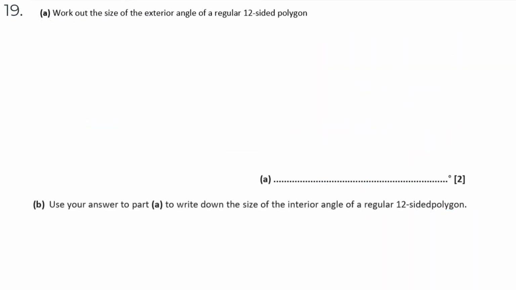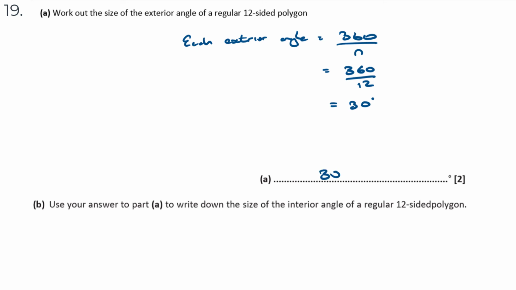Work out the size of the exterior angle of a regular 12-sided polygon. Well, that's easy. Each exterior angle is going to be 360 divided by n, where n is the number of sides, for any polygon. So in this case, it's going to be 360 divided by 12 because it's a 12-sided polygon. 12 goes into 36 3 times. That's 30 then, isn't it? So each exterior angle is going to be 30 degrees.